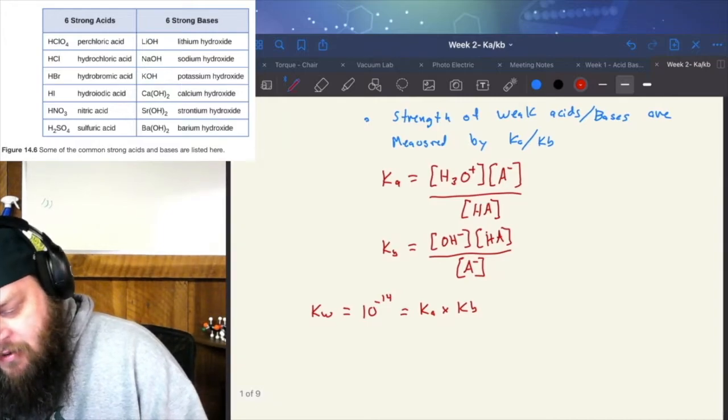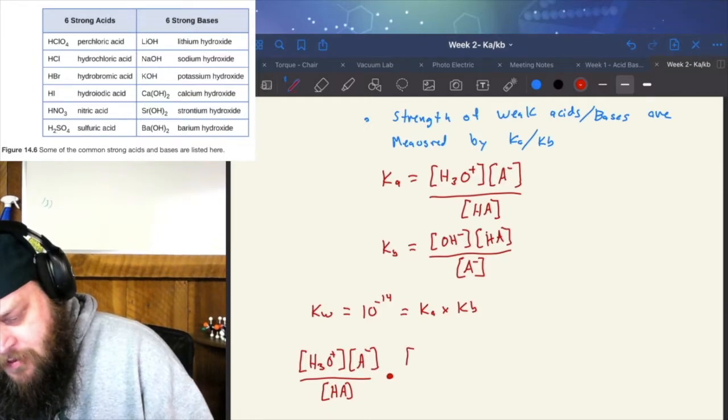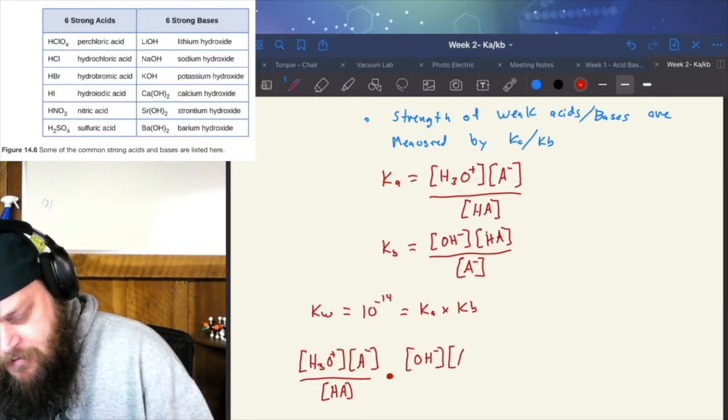We could write it out as H3O+ times A minus divided by HA, times, put a big dot, OH minus times HA divided by A minus.